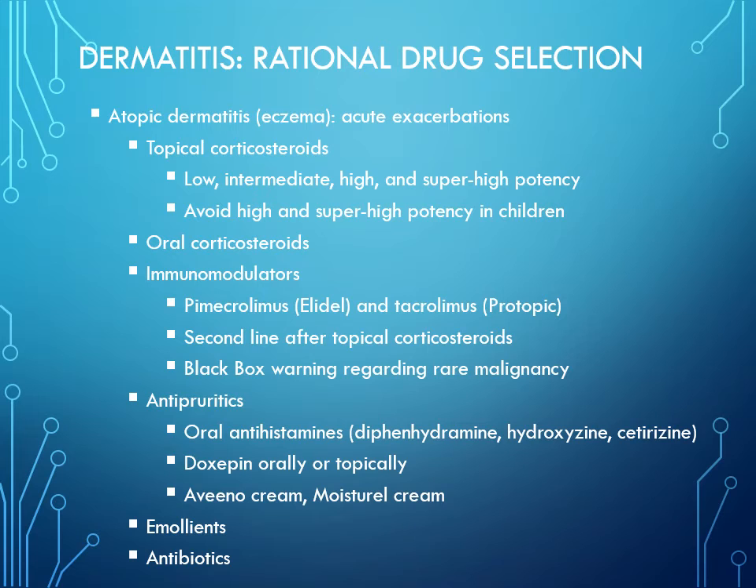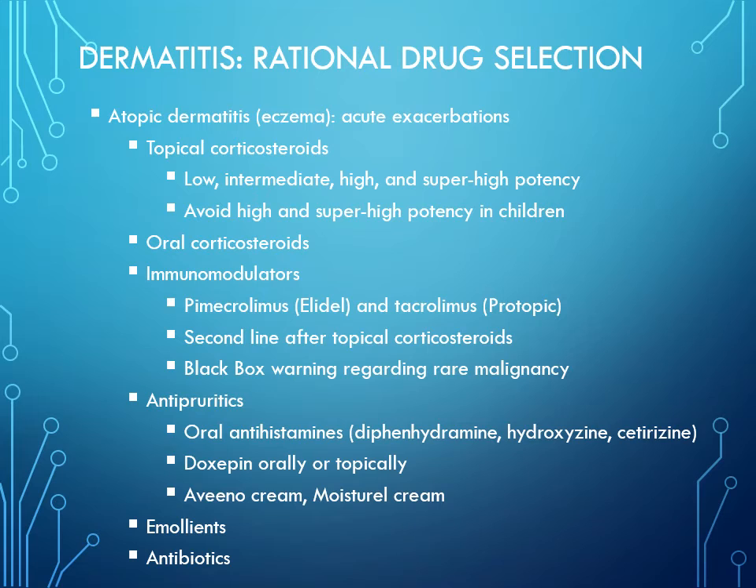Immunomodulators such as Elidel and Protopic can also be used. They can be used as second line after topical corticosteroids, but there is a black box warning regarding rare malignancy concerns. And generally that is going to be more of a concern when you use it for a long period of time in one area. Antipruritics can also be used to treat atopic dermatitis, such as oral antihistamines, doxepin, Aveeno cream or Aveeno bath can also be effective, and emollients.